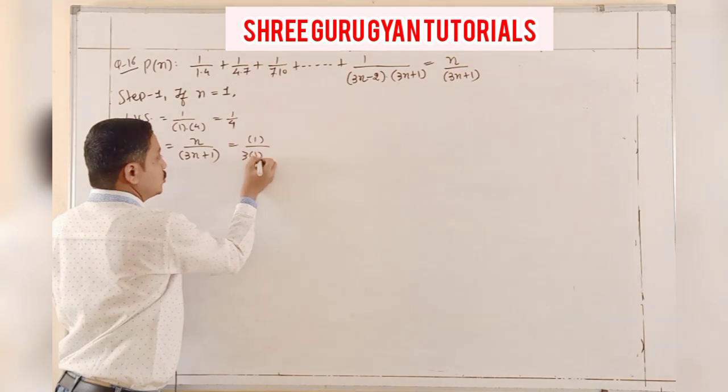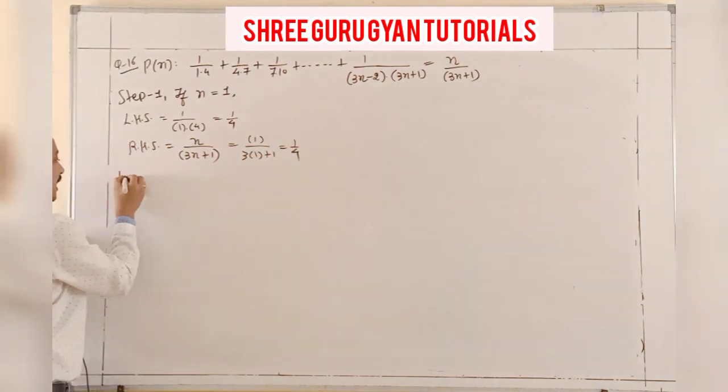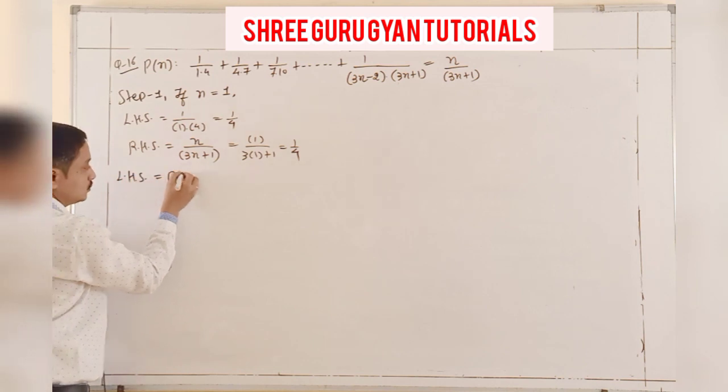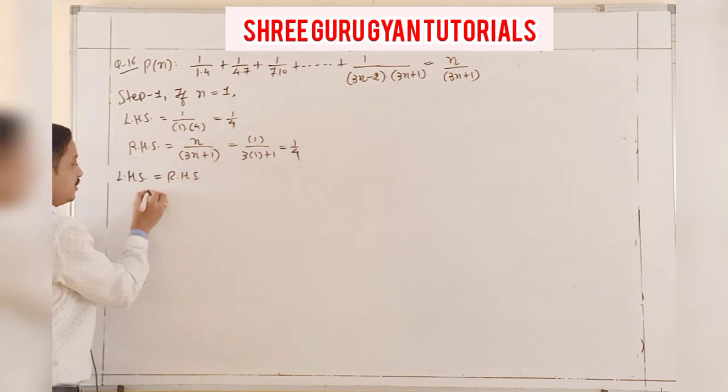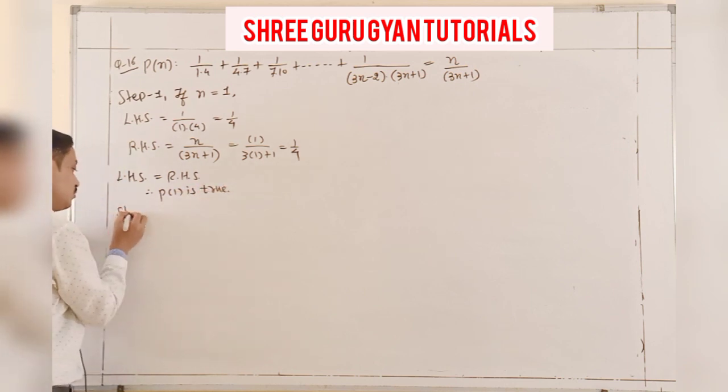3 into 1. Yes, it's the same. So, LHS is equal to RHS. It means P1 is true. Now, we are going ahead.